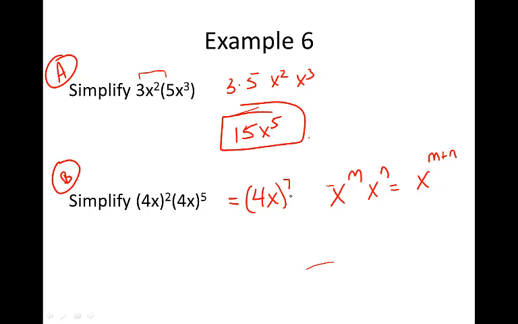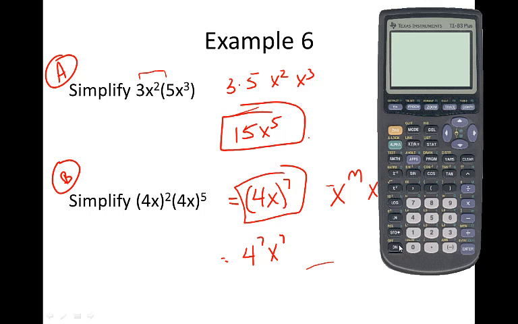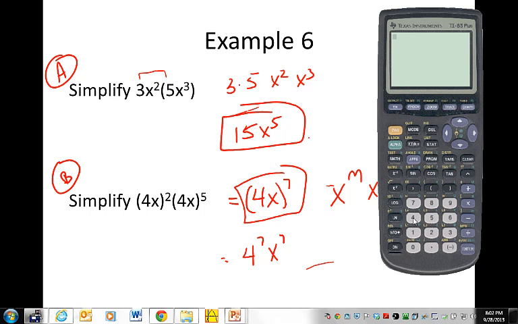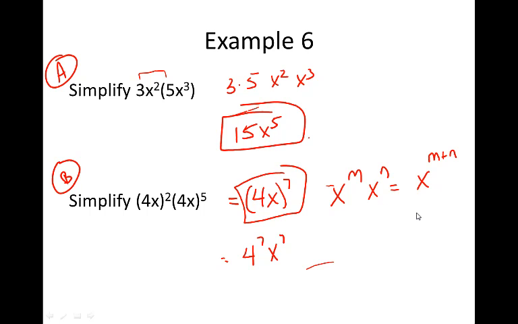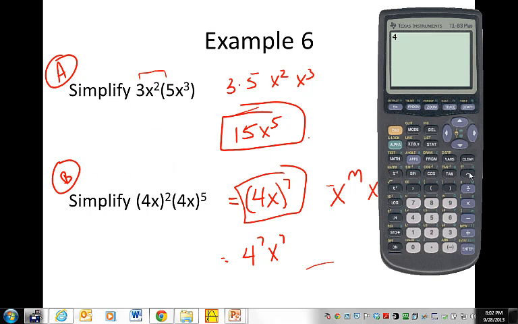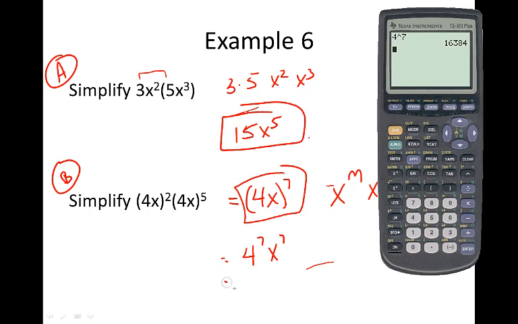This one's a highly missed problem. You could have squared out the 4x and then raised 4x to the 5th, but that was not my intention there. And so we can just leave it like that. Now this is technically 4 to the 7th times x to the 7th. And so I could get the calculator out and say 4 raised to the 7th, get a value, 16,384, x to the 7th.